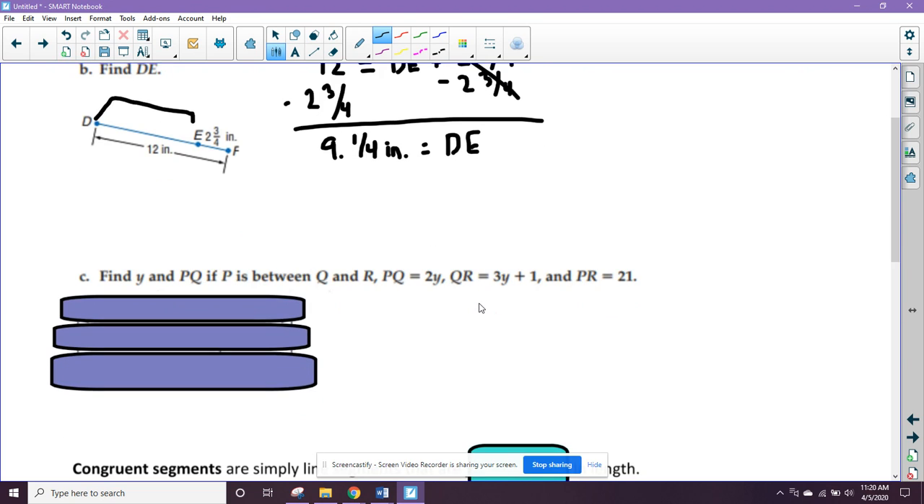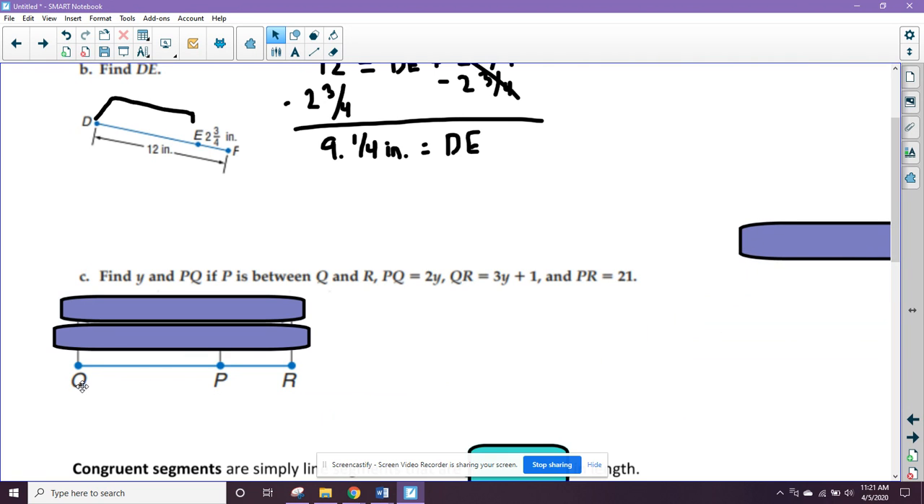Okay, now this problem here. We need to find Y and PQ. If P is between QR and PQ is 2Y, QR is 3Y plus 1, and PR equals 21. So this looks a little scary, but do not be afraid of this one. Let's start off with what it's giving us. P is between QR. So we have a line segment of QR, which P is in between it. So we need to draw that out.